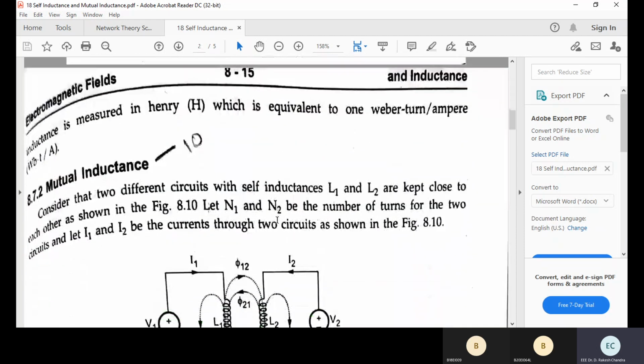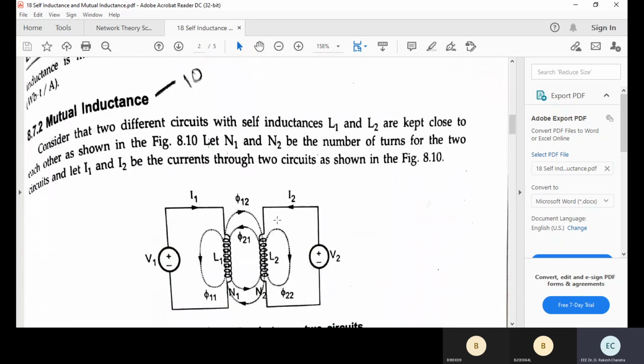Mutual inductance means you should have two coils side by side. Consider two different circuits with self-inductances L1 and L2 kept close to each other. Let N1 and N2 be the number of turns for the two circuits, and let I1 and I2 be the currents through the two circuits. You just observe the figure. You have two coils, coil number 1 and coil number 2.